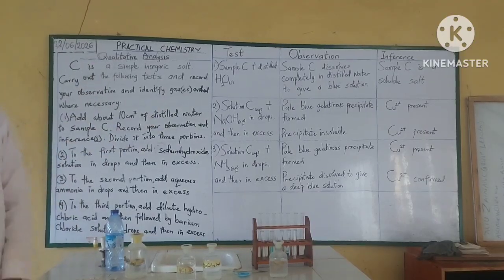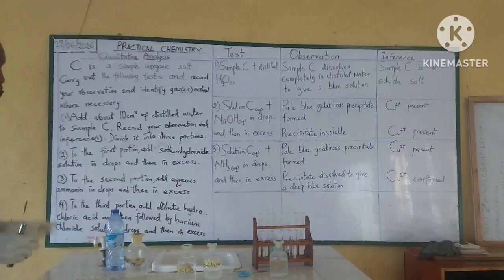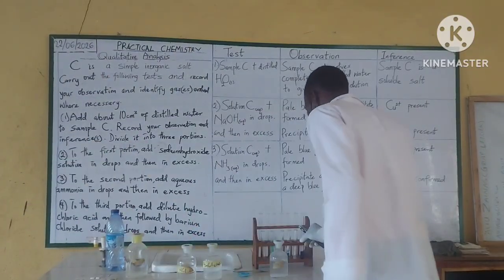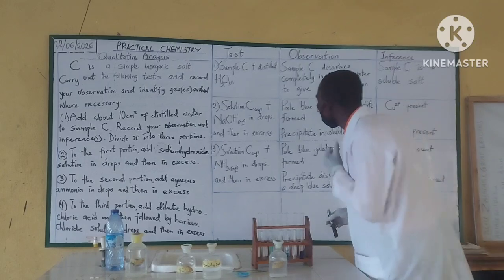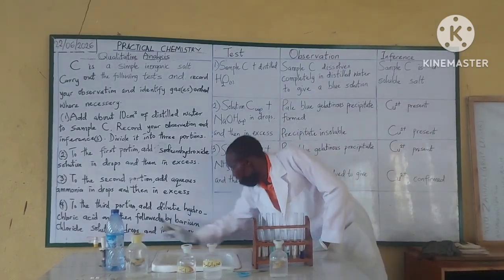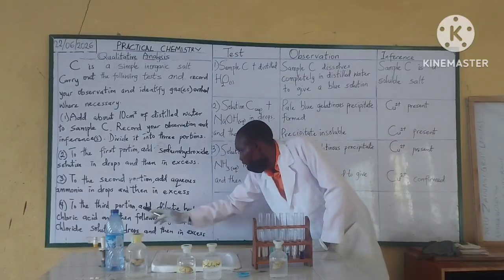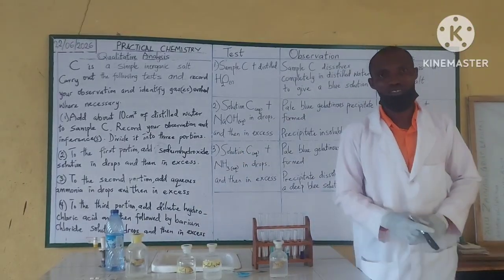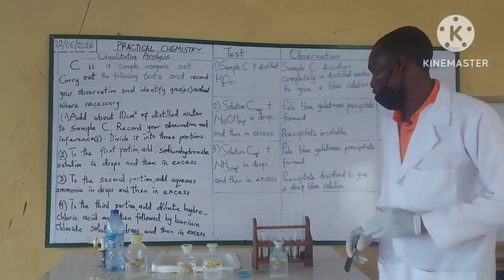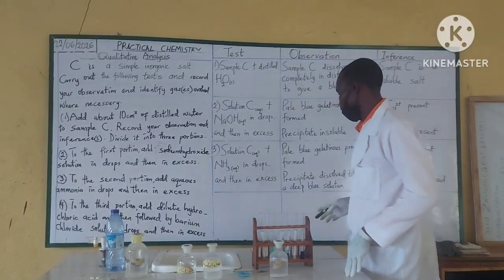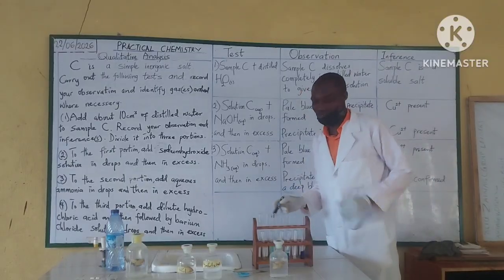We now want to test for anions. How do we do that? What are the reagents we make use of? We make use of these two reagents. Always take note of the two reagents. What are the two reagents? Barium chloride and dilute hydrochloric acid. They are very, very important. We must take note of them. Barium chloride and dilute hydrochloric acid.